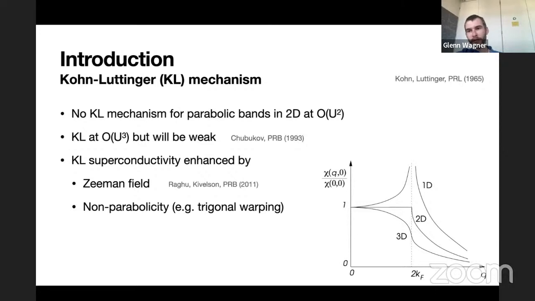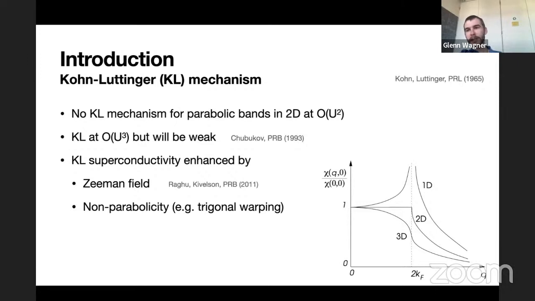And as I was saying before, it's in these higher angular momentum channels that we expect to get the attractive interaction. So there is a way to get Kohn-Luttinger in 2D for parabolic bands, but it's a higher order effect, and this is expected to be extremely weak. So we need some way to get this to work, and this is where the magnetic field can come in.